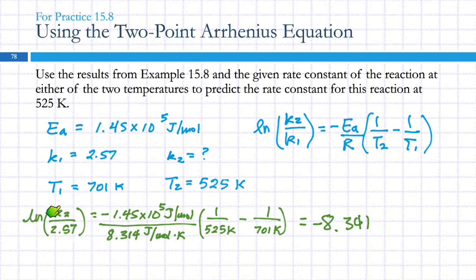So the natural log of k over 2.57 equals negative 8.341. So I'm going to take the natural log of both sides of this equation, and I'm going to get k2 over 2.57 equals e to the negative 8.341. E to the negative 8.341 is 2.4 times 10 to the minus 4. And then I'm going to multiply by 2.57, the denominator on the other side.